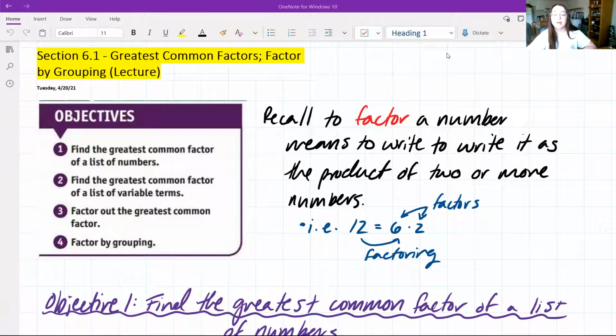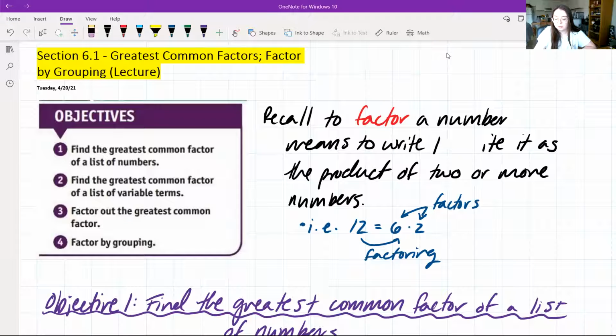So just as a reminder, recall to factor a number means to write it as a product of two or more numbers. So for example, 12 is equal to 6 times 2, where our factors are 6 and 2. But if we express 12 as 6 times 2, that's called factoring. We took our product and we expressed it in its factors.